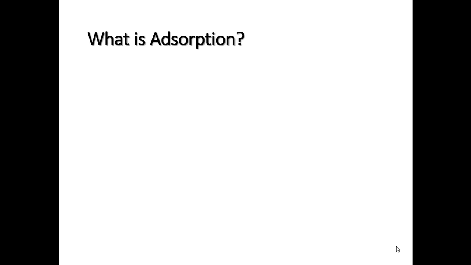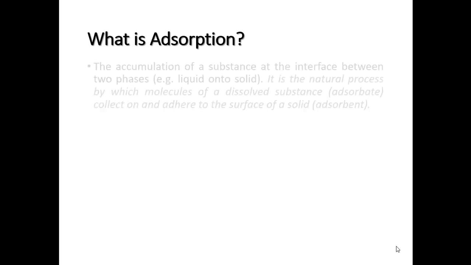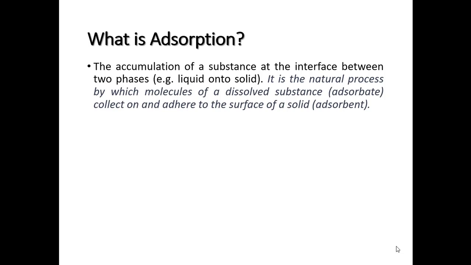So, what is adsorption firstly? As a definition, it is the process of accumulation of a substance at the interface between two phases, for example liquid onto solid, or gas onto liquid, or gas onto solid. This is a natural process by which the molecules of a dissolved substance, which we call the adsorbate, are collected on and adhere to the surface of a solid, which we call the adsorbent. So we have adsorbate and we have adsorbent.